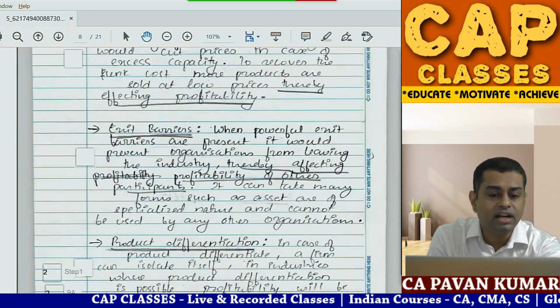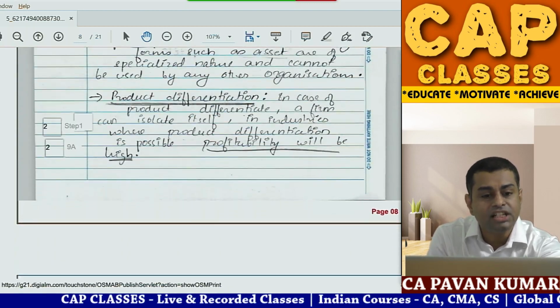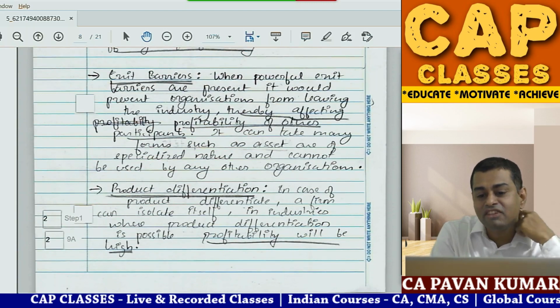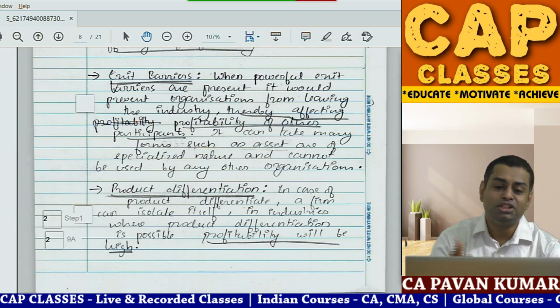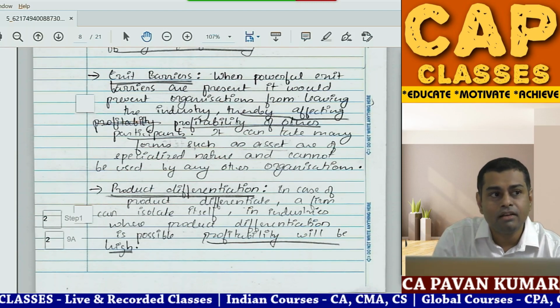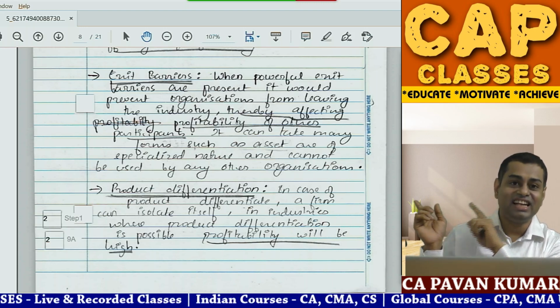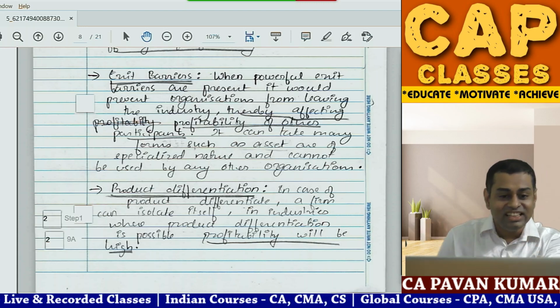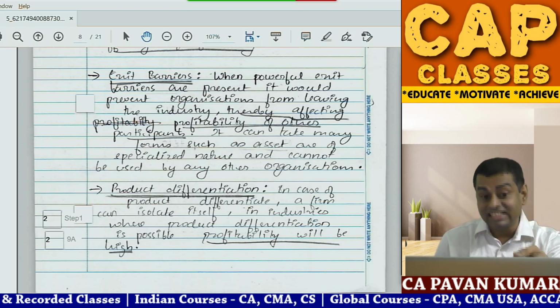Then fixed cost he has written, exit barriers he has written, differentiation he has written. Why only 2 marks have they given? This is wrong now. They should have given 1-2 marks more here. In the next question, they should cut 1-2 marks. In this question, they should give 1-2 more marks. This guy actually has written the correct answer here.